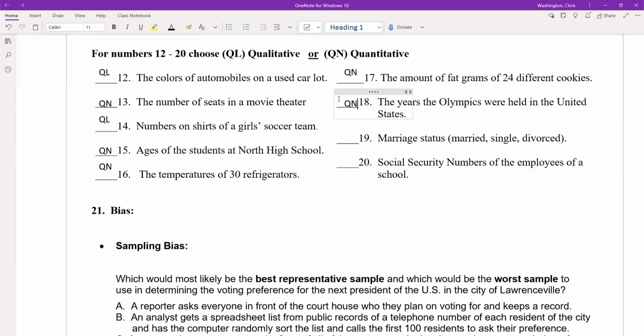Number 19, marriage status. Are you married, single, or divorced? That's qualitative. That is a characteristic of that person. And social security numbers of the employees of a school. This is very similar to number 14. That would be qualitative because those social security numbers, while they are numbers, they are just identifying the person.